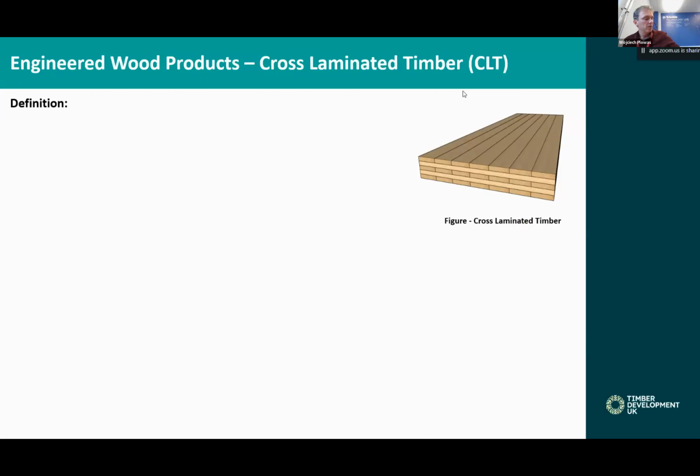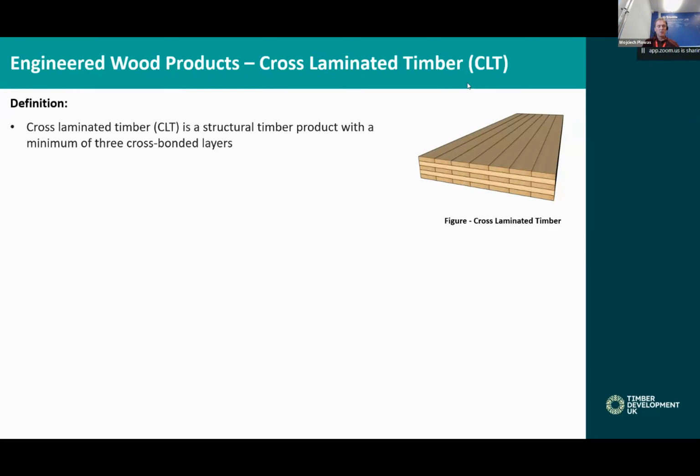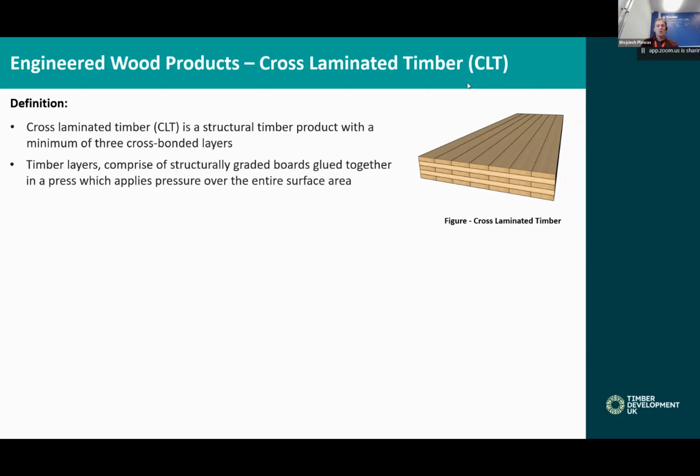In the next few slides, I will talk a little more in detail about some of the most popular engineered wood products, starting with the CLT. Cross-laminated timber, or CLT, is a structural mass timber product with a minimum of 3 cross-bonded layers. This is the main characteristic of this particular product. The boards are cross-bonded together. Those layers comprise structurally graded boards. This is a requirement: all boards that go into CLT must be structurally graded. In production, boards are laid down in the press, and then pressure is applied over the entire surface of the panel until the adhesive cures.